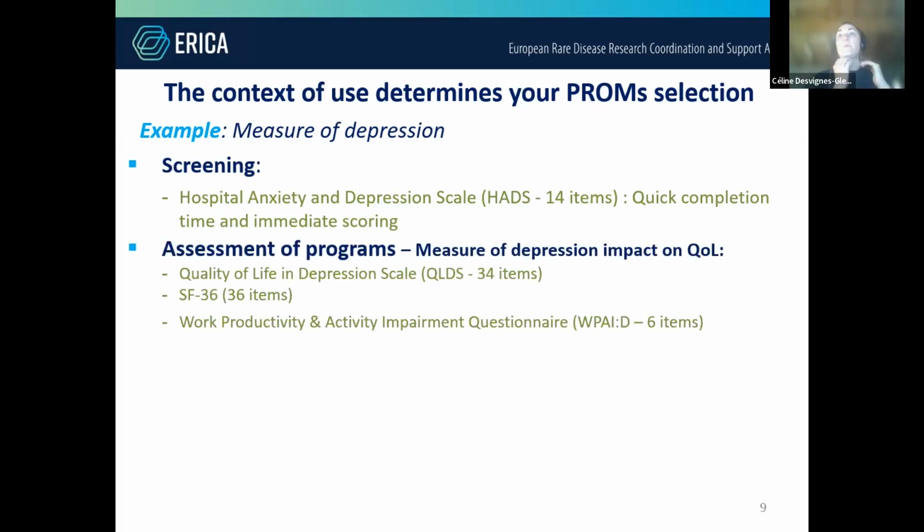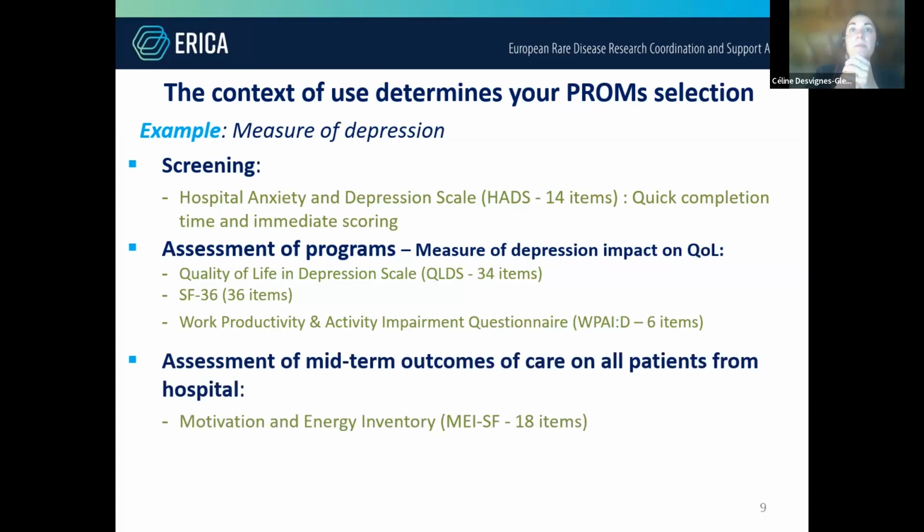Then if you want to assess a program and measure the depression impact on quality of life, here you have listed different types of questionnaires. You can see the Quality of Life in Depression Scale, the QLDS, the SF-36, and also the WHOQOL questionnaire with the module on depression. Here you can see you have a wide range of numbers of items. It starts from 6 to 34. You can easily see that 34 items is quite a lot, so here it's more appropriate for a single measurement, like an assessment program.